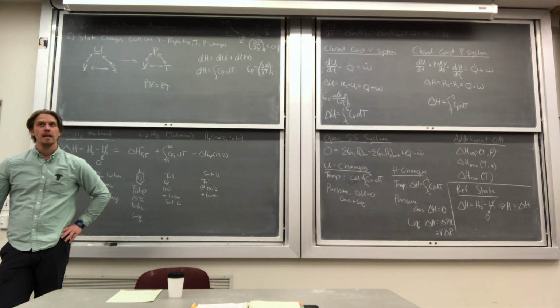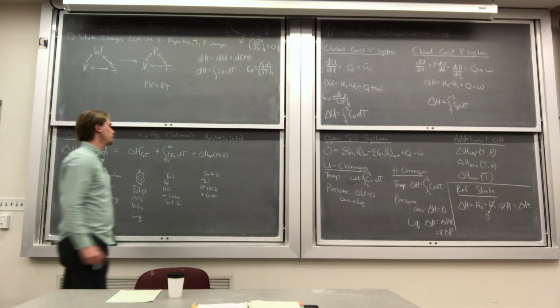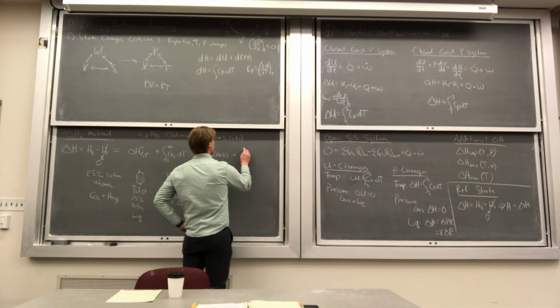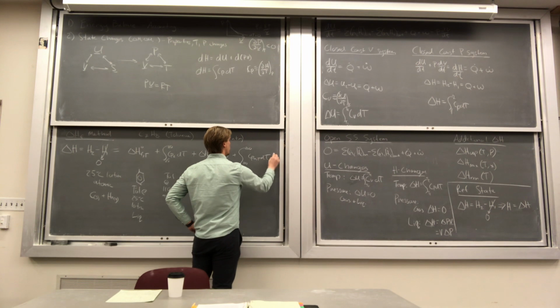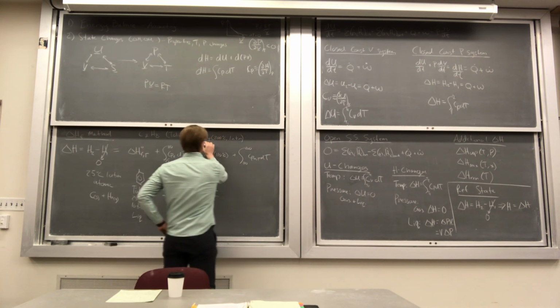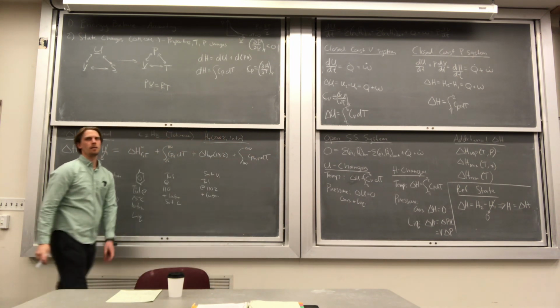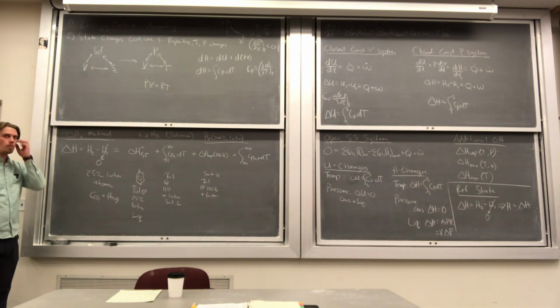Final step, I need to get it to the right temperature, so then I just heat it up, plus the integral from 110 to 200 of the heat capacity of vapor toluene dT, and I have reached my objective. Now, let's go back to where we began.